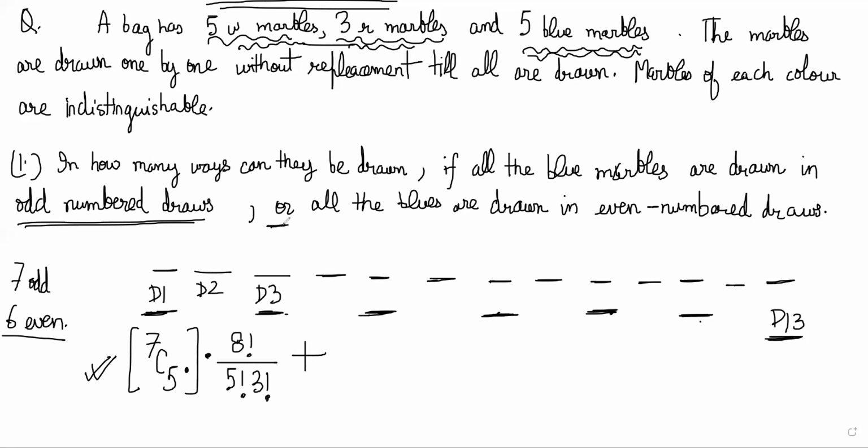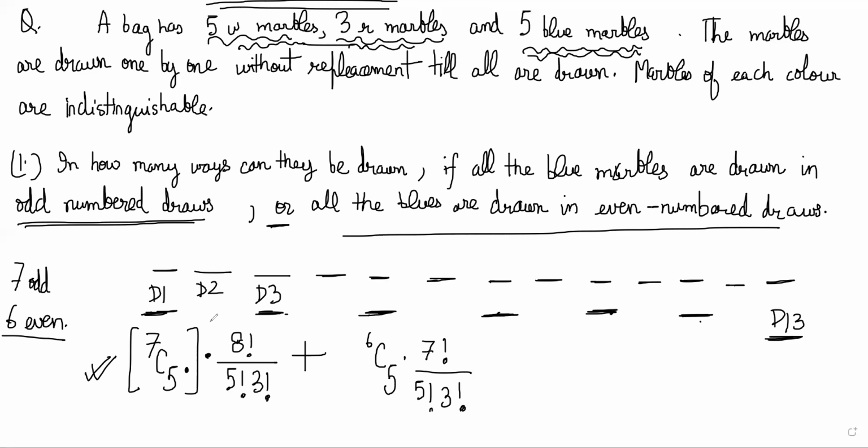But we said "or", so we have to add the other cases, right? Yeah. So count the other cases now. Tell me what it should come as. 6C5, and it will be 7 factorial by 5 factorial into 3 factorial. Yeah. 7 factorial by 5 factorial, 3 factorial. So this addition will give you the right answer, right? Yeah.